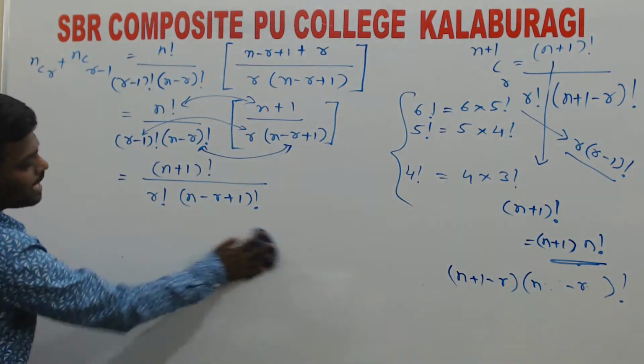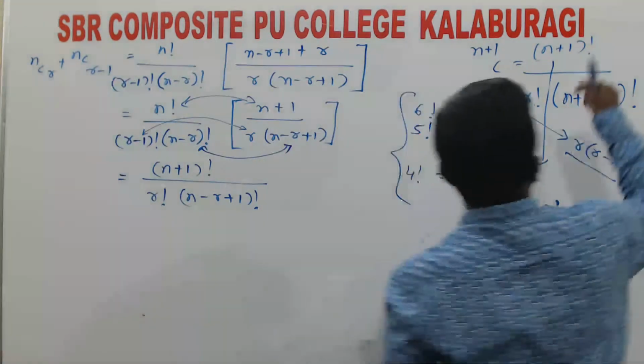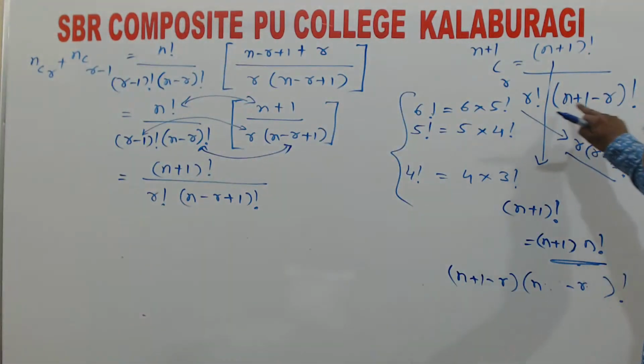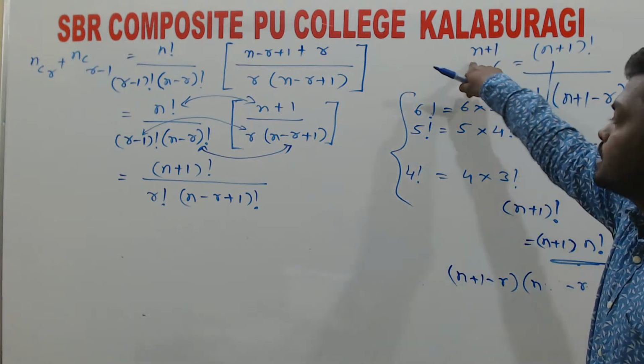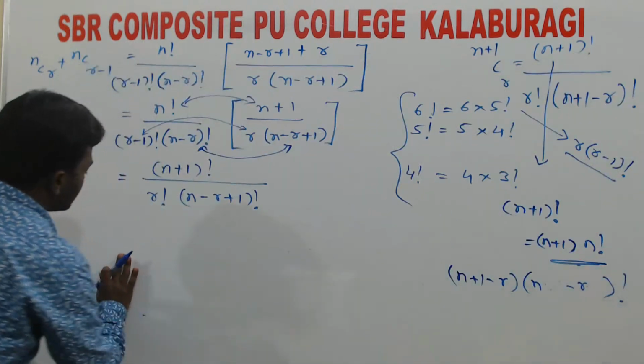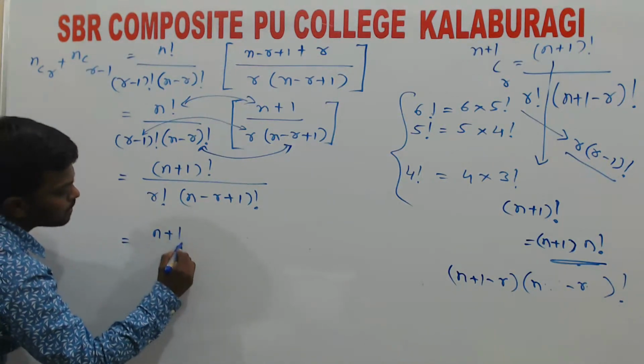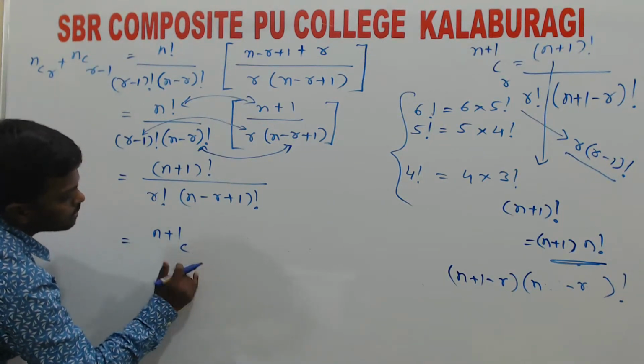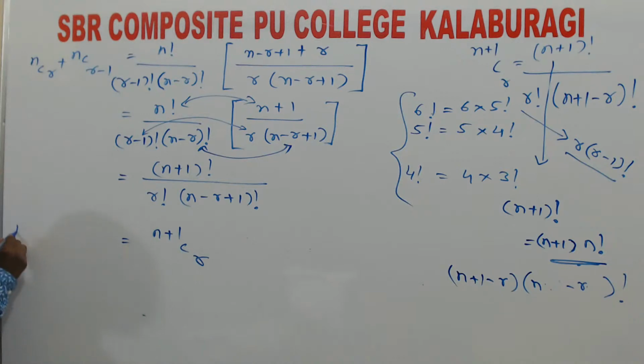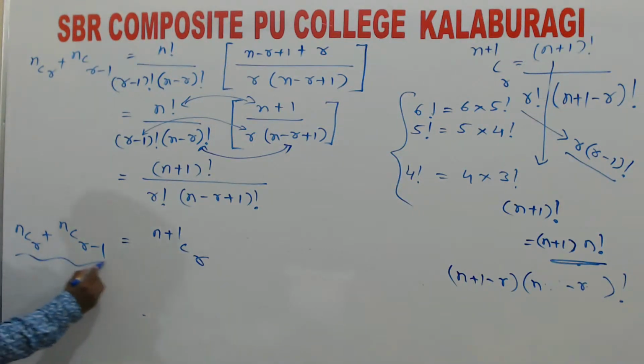Okay, so now I got my right hand side. And what was that? n plus 1 factorial by r factorial into n plus 1 minus r factorial, which is nothing but n plus 1 CR. Okay, so hence the proof: nCr plus nCr minus 1 equals n plus 1 CR. Okay, now this completes the proof.